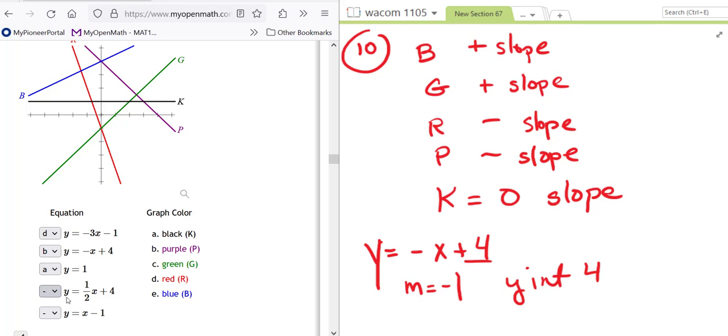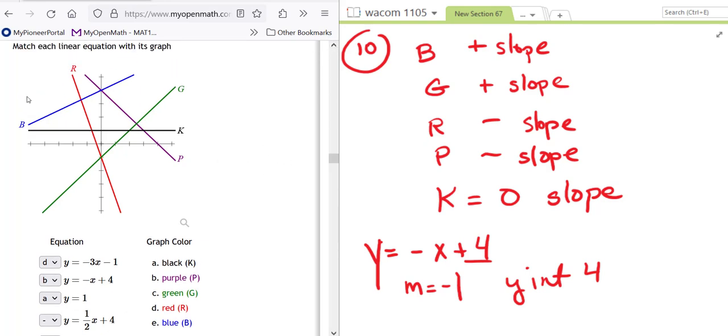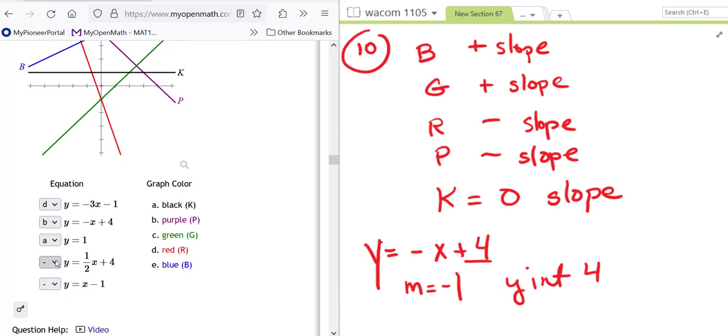2 more. All right, this one has the y-intercept of 4, so we're at the same place here, and it has a positive slope, so the blue line has the positive slope. This purple had a negative slope, so blue line would be the answer to this one, which is E.